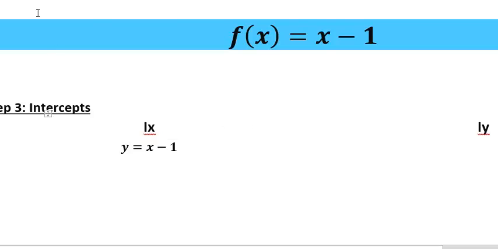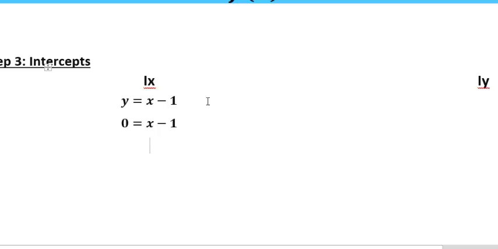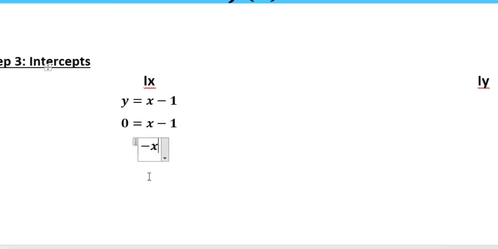So let's see what happens on the x-intercept. The other letter, which is letter y, is always going to be 0. So instead of y, I'm going to put 0. 0 equals x minus 1. Okay, and I need to find the answer for this equation. So what am I going to do? Well, the x is positive. I could pass it negative to the other side. It will be minus x equals minus 1.